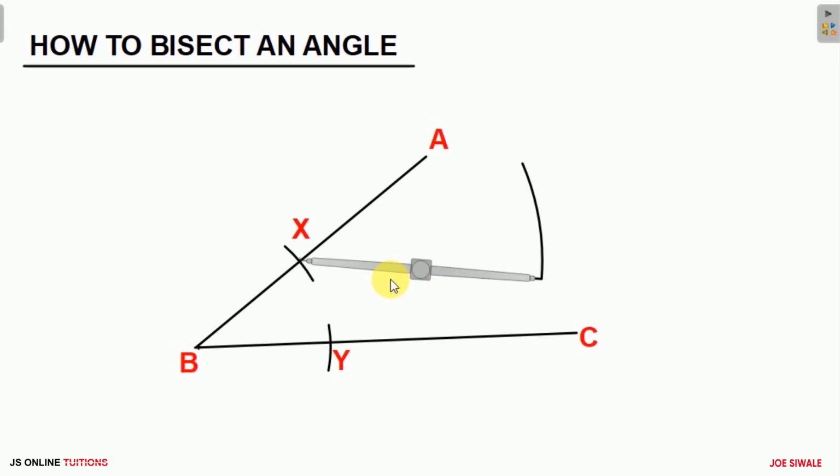Without changing this radius, let us get our compass. We put it at point Y there, and we're going to draw another arc there, and we're going to label this point where these two arcs are cutting as our point P there. So let us do that. So let us look at the fourth process.